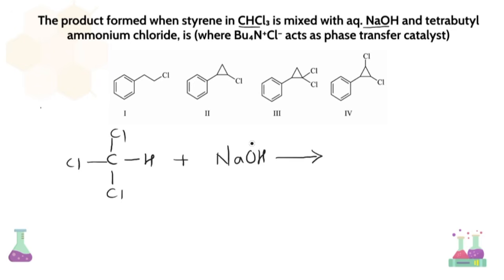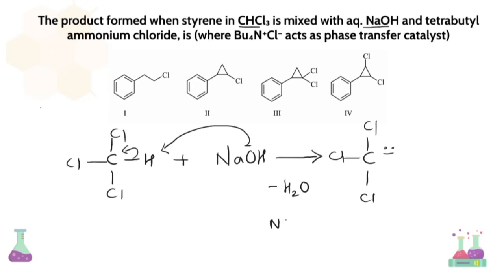So how will that be formed? The OH minus will abstract this proton and it will form the carbanion. Why is this carbanion formed? Because the carbon is attached to 3 chlorine atoms and they are electronegative in nature. Therefore, they stabilize this carbanion. Ultimately, what happens when this OH minus and H goes as water? What about this Na plus? That will be balanced by the counter ion chloride.